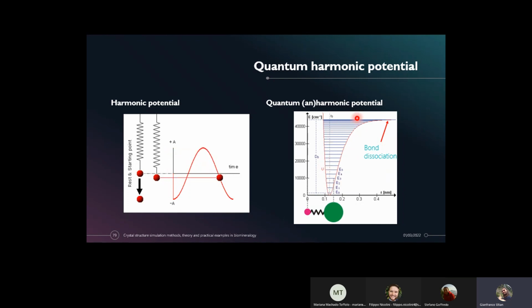This is a more realistic representation of the atomic vibrations in materials, called the quantum anharmonic potential, because it is a Morse potential. If we increase the distance between the atoms, at a certain point we break our bonds, and this is what happens here. We have a bond dissociation at a certain length. But in this case, we have to provide a very high amount of energy.